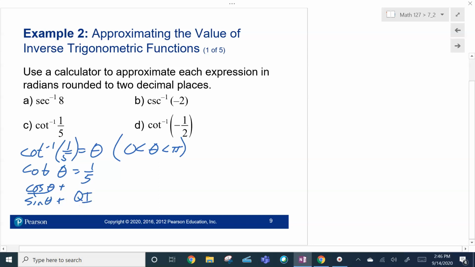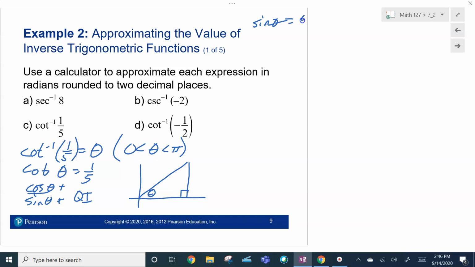So what I'm going to do is draw this angle into quadrant 1. Here's my theta angle, okay? And I know that the cotangent, if you remember SOHCAHTOA, right triangle trig, sine is opposite over hypotenuse, cosine is adjacent over hypotenuse, tangent is the opposite over adjacent, right? Oh heck, another hour of algebra, forget that.